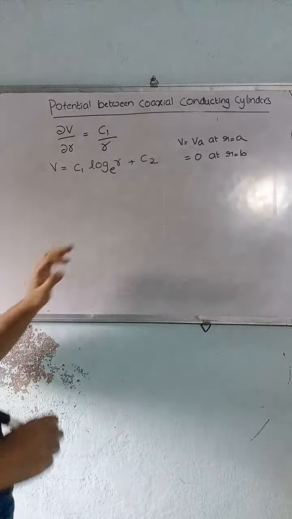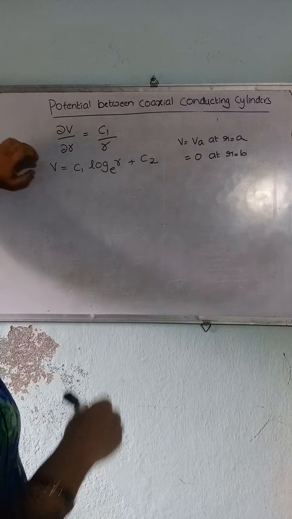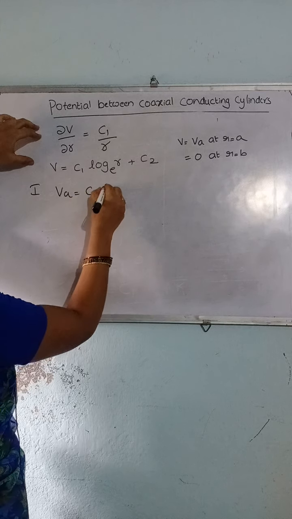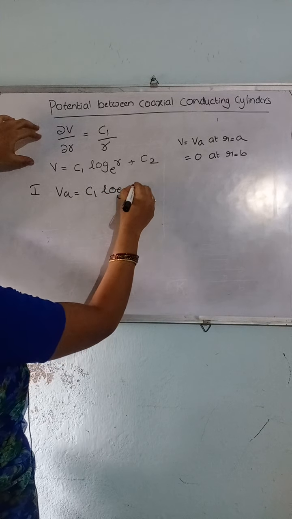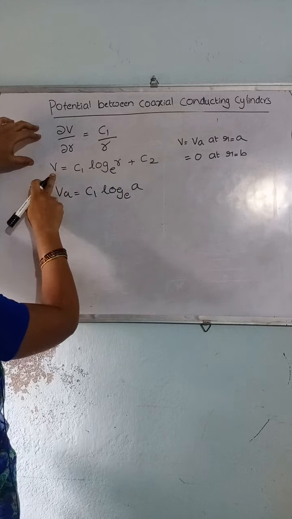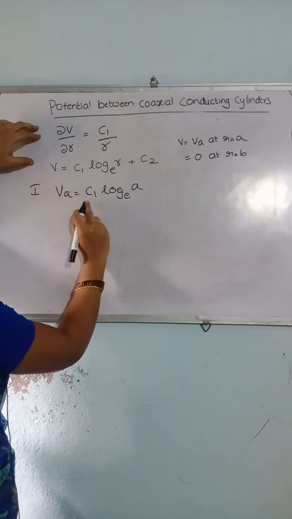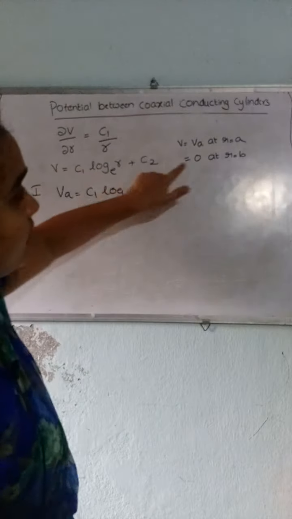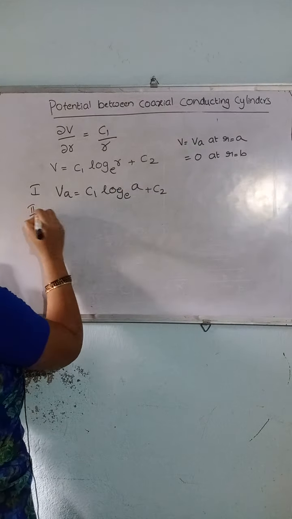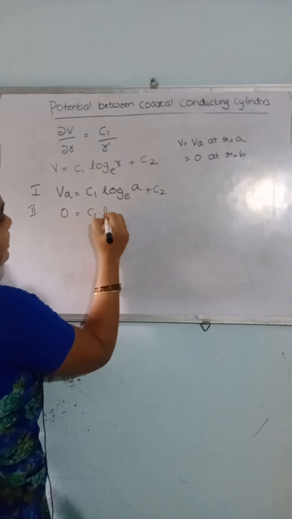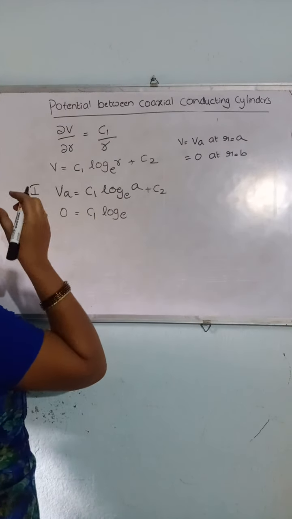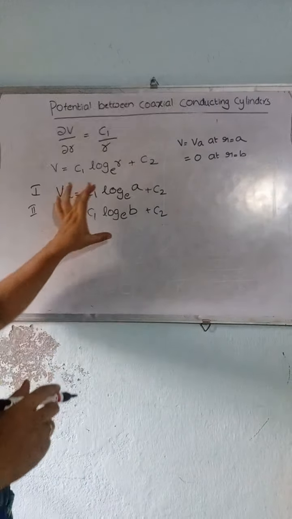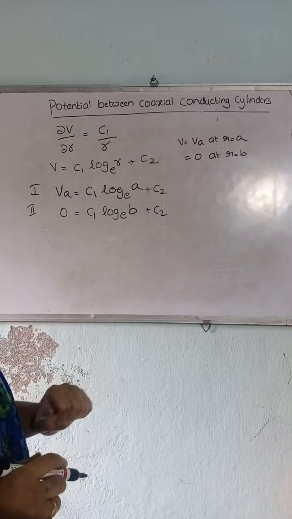So what is the first boundary condition? The first boundary condition is V is equal to VA at R equal to A. At R equal to A, VA is equal to C1 log A base e plus C2. Next, what is the second boundary condition? Potential is 0 at R equal to B. We take these two boundary conditions to solve for C1 and C2.